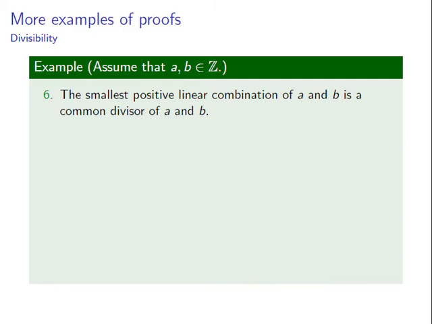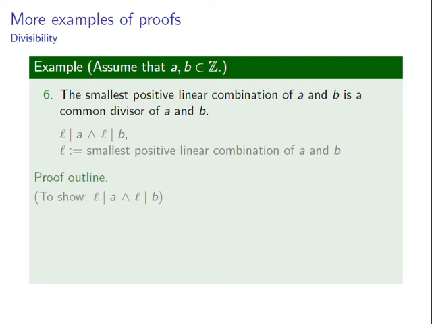Consider the claim, the smallest positive linear combination of a and b is a common divisor of a and b. Let us denote by L the smallest positive linear combination of a and b. Then the claim is equivalent to the conjunction L divides a and L divides b. Hence, our proof consists of two parts.